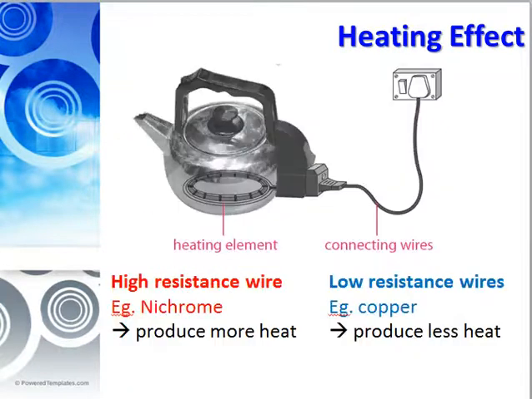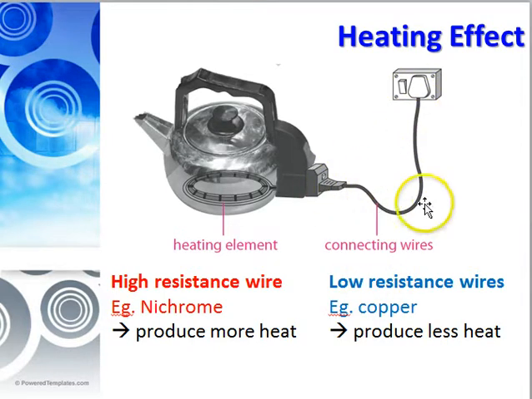Now, heating can be both good and bad. Generally, if it is good, we'll use it like for heating water. So we use a high resistance wire such as nichrome in our kettle to produce more heat so that our water can heat up faster. However, definitely we wouldn't want our wires to have a lot of heat, otherwise the rubber tubing around it will melt.